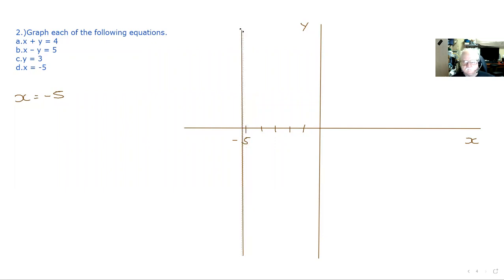So basically, we've just got a vertical line at x equals -5. This would be the equation. X equals -5. And that's all there is to it. We don't have to worry about the y value. So that's what those equations would work like. So let's get rid of all this nonsense.